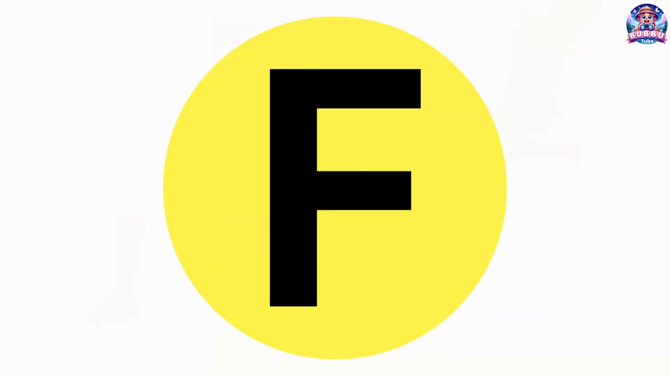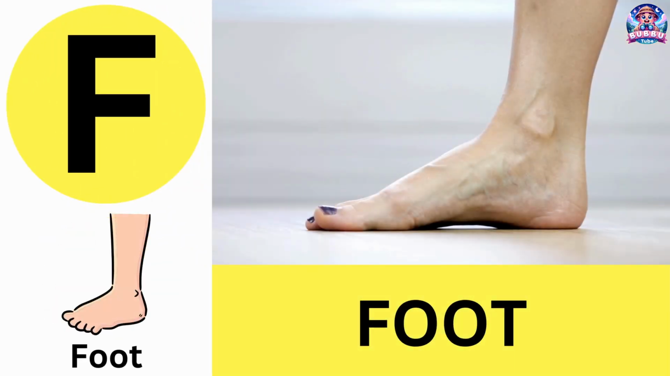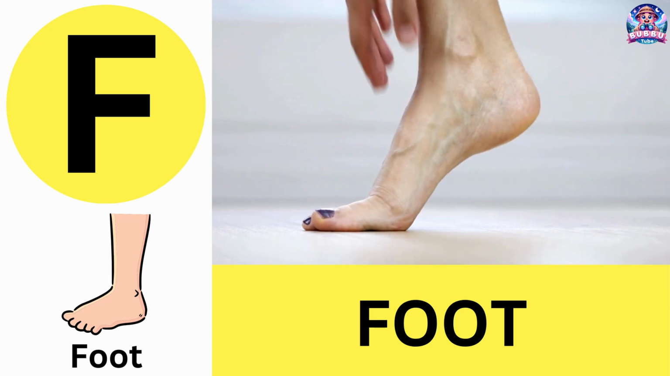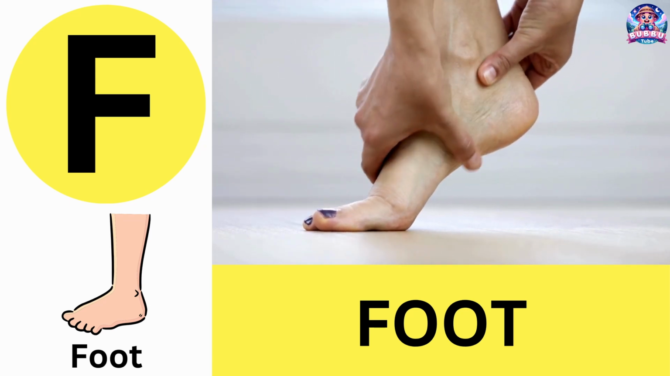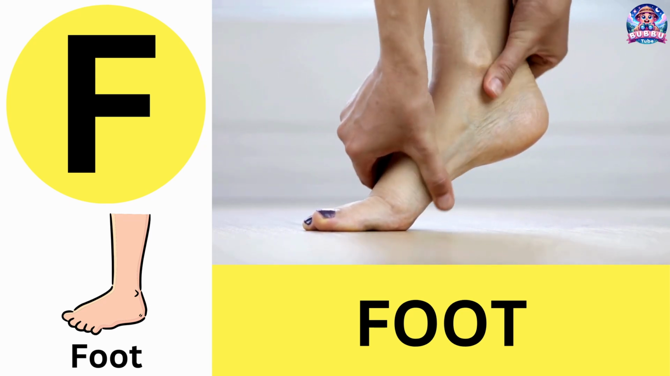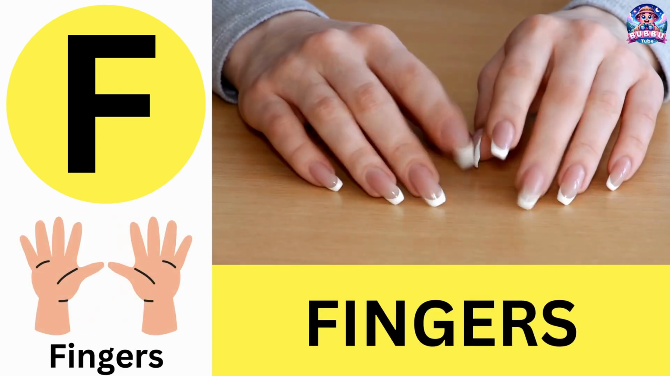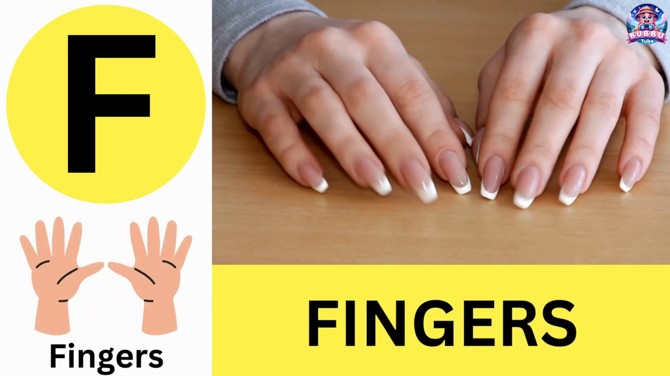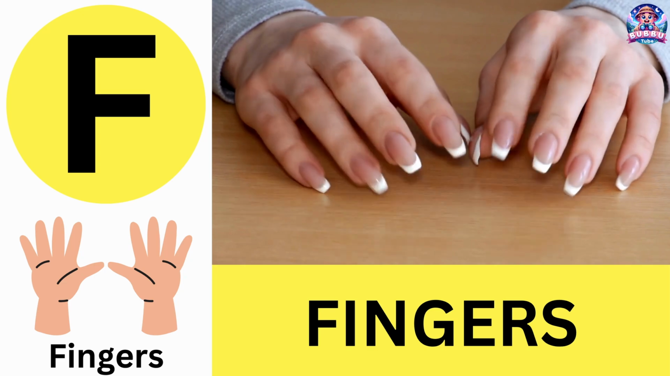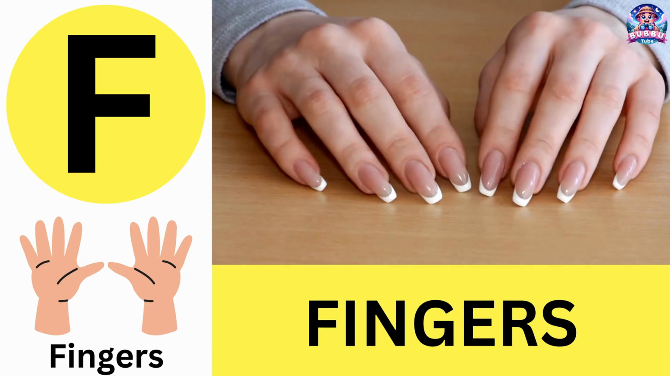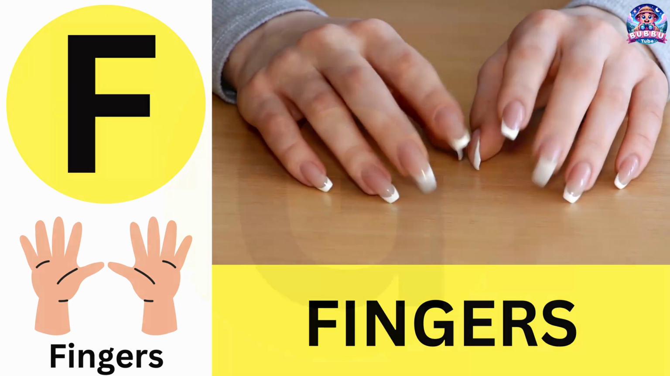F. F is for foot. Feet help us walk, run, and jump. Foot. F is for fingers. Fingers help us grab, touch, and do all kinds of things with our hands. Fingers.